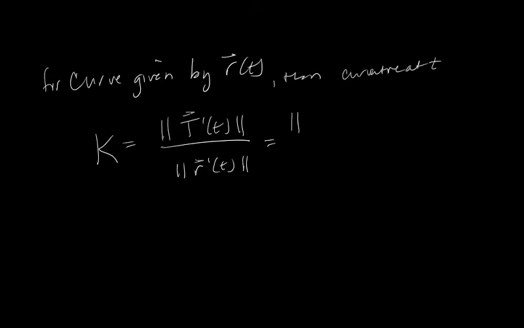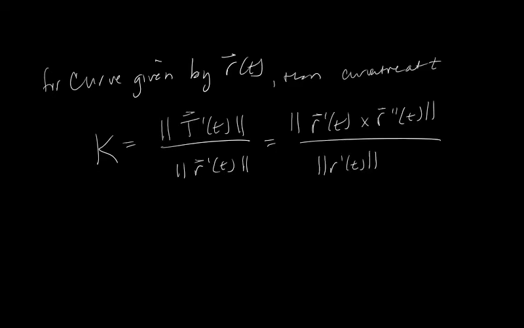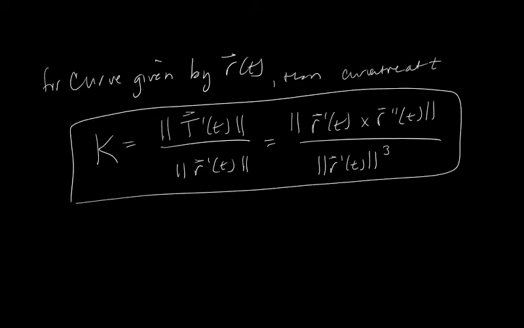Okay, so that's equal to the magnitude of r prime of t crossed with r double prime of t divided by the magnitude of r prime of t cubed. Okay, so the magnitude of T prime of t is equal to the magnitude of r prime of t crossed with r double prime of t divided by the magnitude of r prime of t squared. So we put all that together to get this lovely formula. Okay, so it's a much more complicated formula than if it's parameterized by s, but we can definitely do it this way. So let's go ahead and work an example.